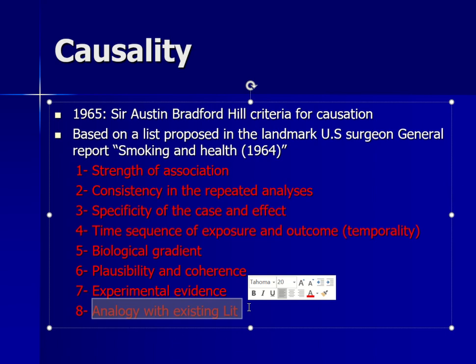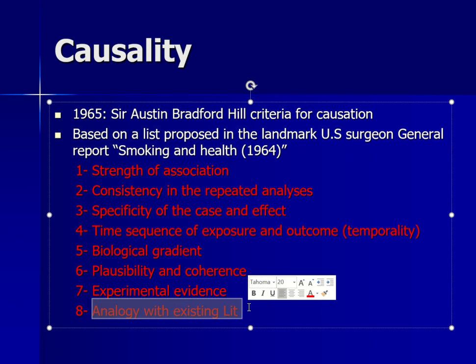So this concludes this lecture about causality. In a nutshell, we talked about cause. What is a cause? What is a necessary cause? What is a sufficient cause? What is a causal model? How a pie by itself could be sufficient for a case.